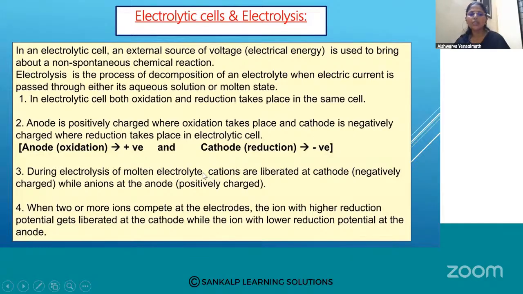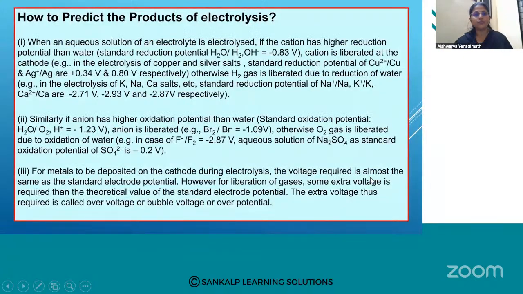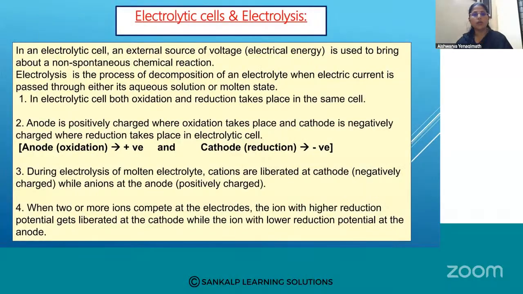During electrolysis of a molten electrolyte, cations are liberated at the cathode while anions at the anode. So the cathode is negatively charged. Now the question is why the cathode is negatively charged. Okay, so we are going to talk about the electrolytic cells now.